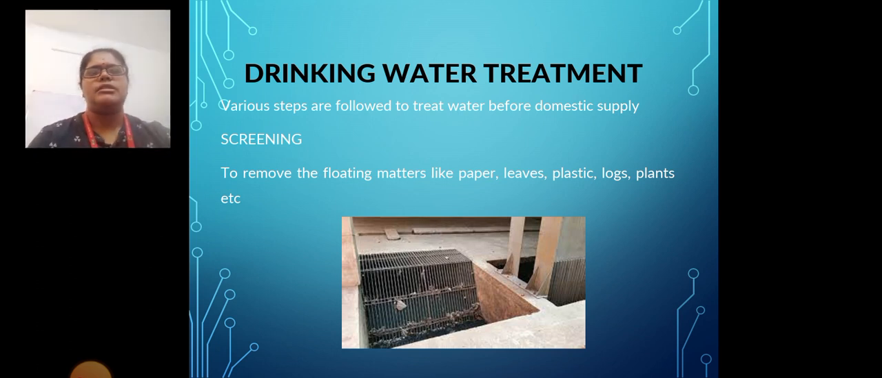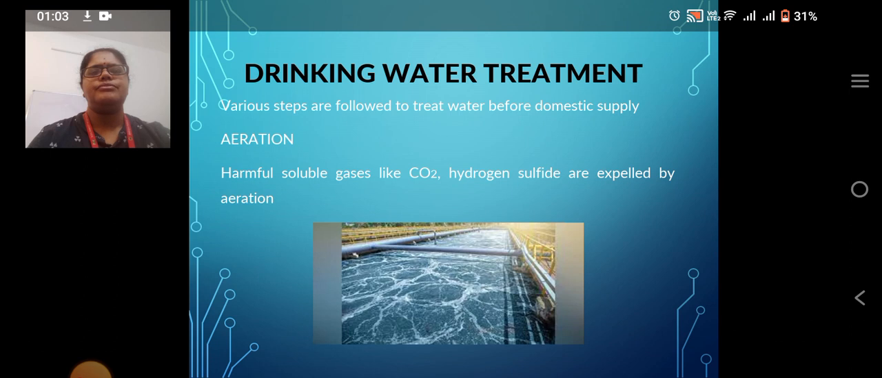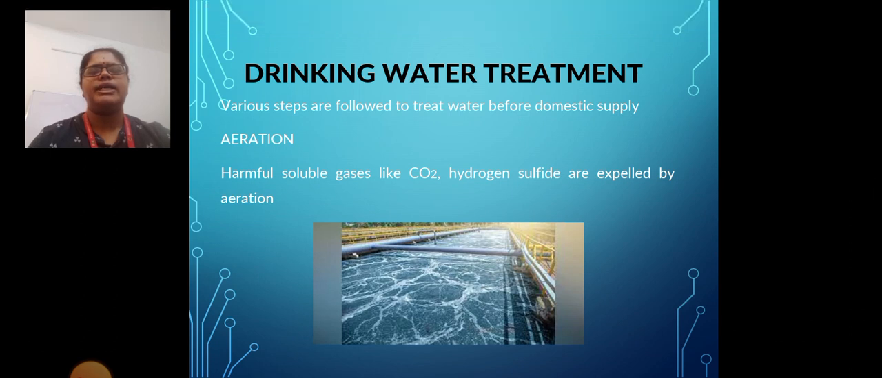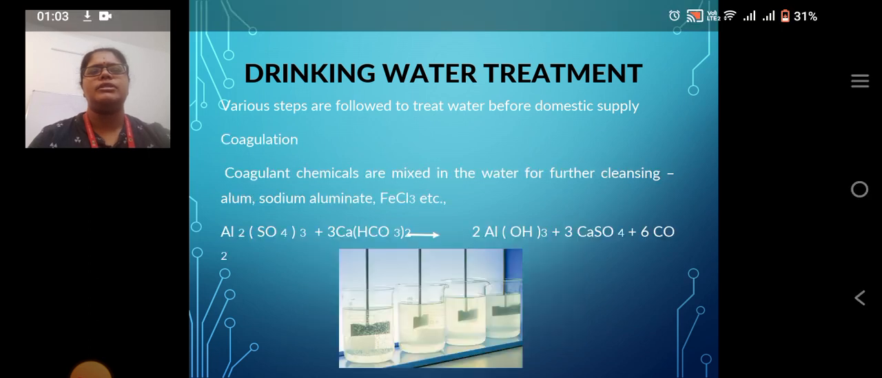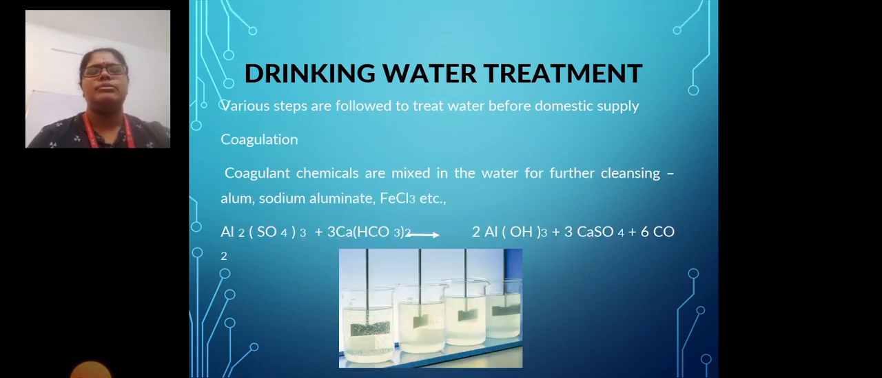The first step is the screening. The screening process is used to remove the floating matter like paper, leaves, plastic, logs, plants, etc. Then next followed by aeration. Aeration is processed by letting the air, that is oxygen, into the water so that the soluble gases like carbon dioxide, hydrogen sulfide are expelled by the aeration process. And next is the coagulation process.